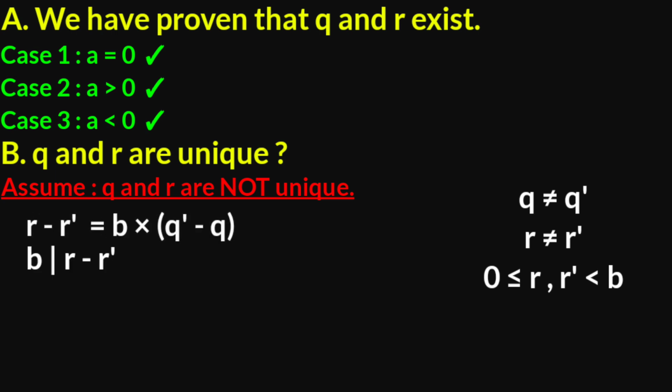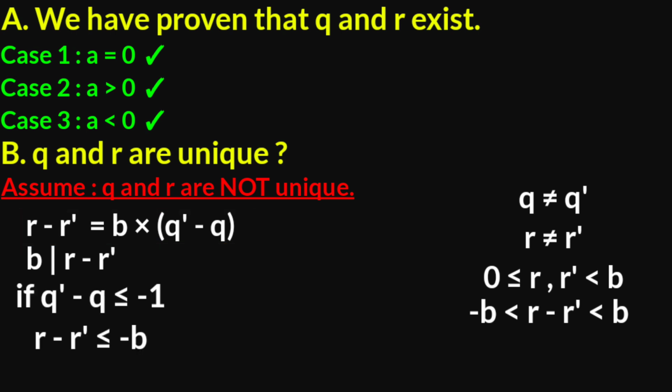Next, let's see the restrictions for r minus r prime. When we add these two together, we add the smallest sides together and the greatest sides together to get r minus r prime is between minus b and b. As we previously said, r minus r prime is written as b times q prime minus q. Before I continue, I will quickly remind you that every number here is an integer.